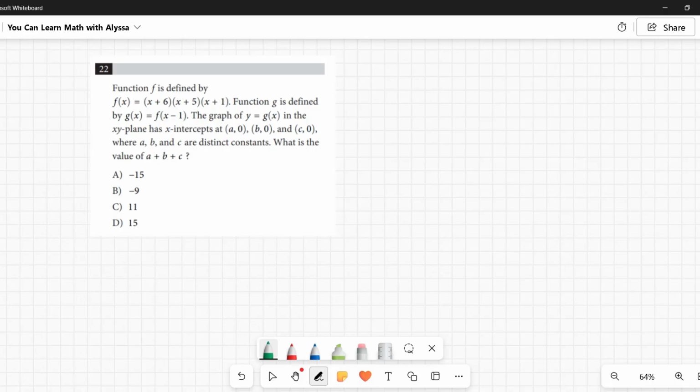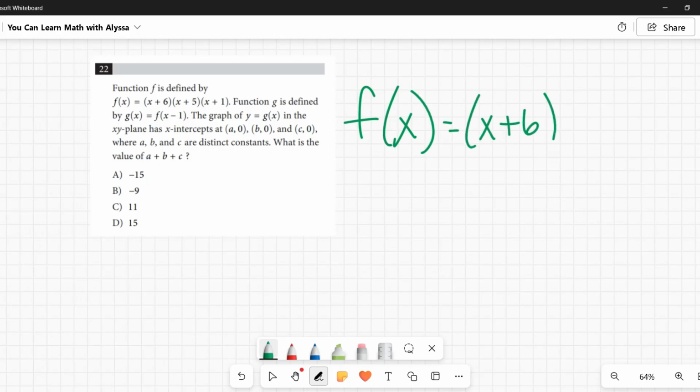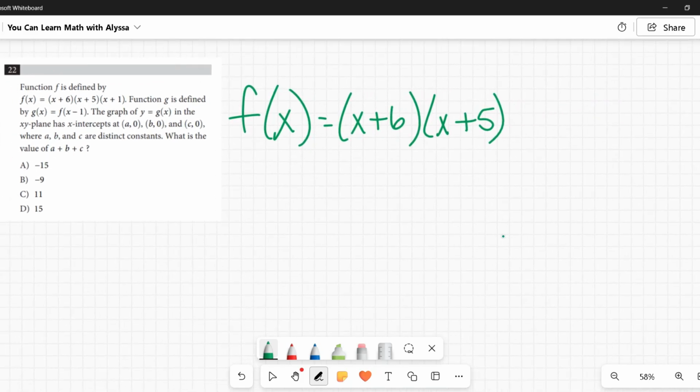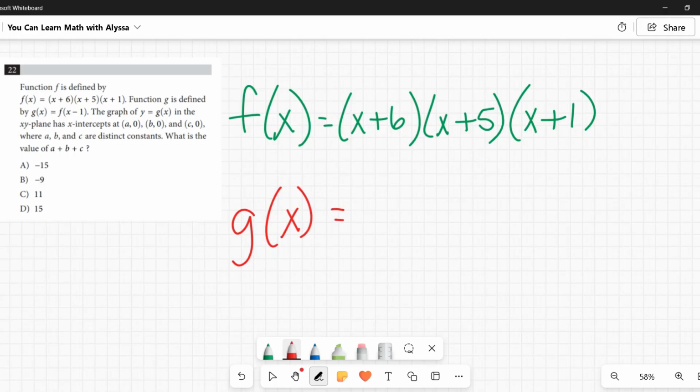All right, so function f is defined by f of x equals x plus 6. And we're going to write all this down. f of x equals x plus 6 times x plus 5, and I wrote too big like I always do, slide it over, times x plus 1. Okay, and my second one, g of x is equal to f of x minus 1.